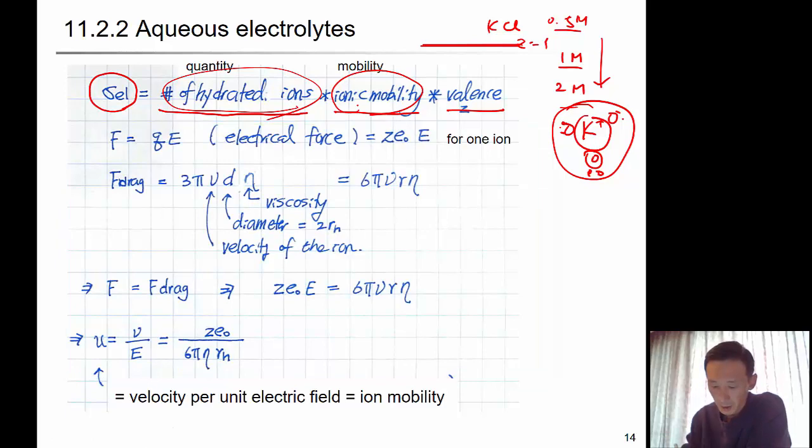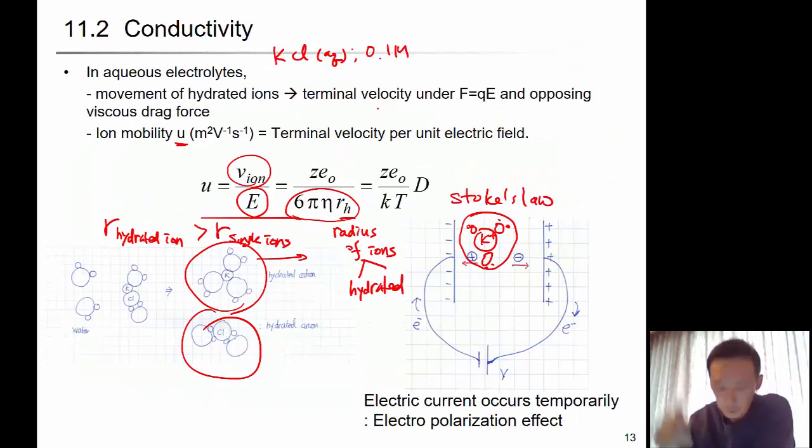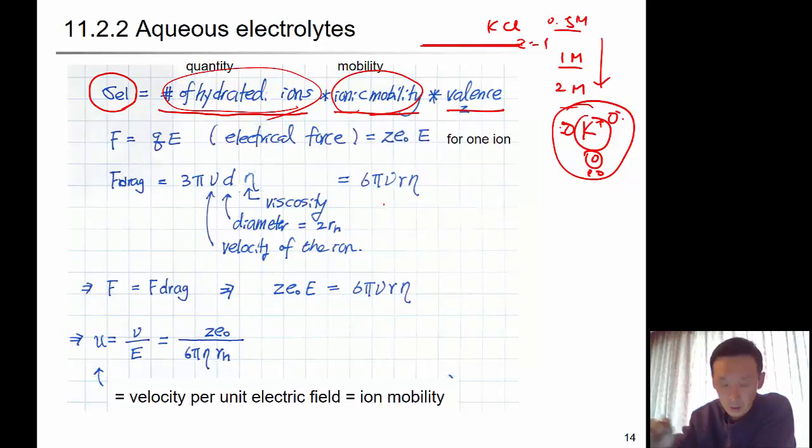So then, how do we determine the ion mobility? Before, the ion mobility is defined as this equation. And let's derive it together. When a charge, for one ion, is placed in an electric field, then the force that the ion is feeling is Q times E. Q is the charge and E is the electric field that the ion is placed in.